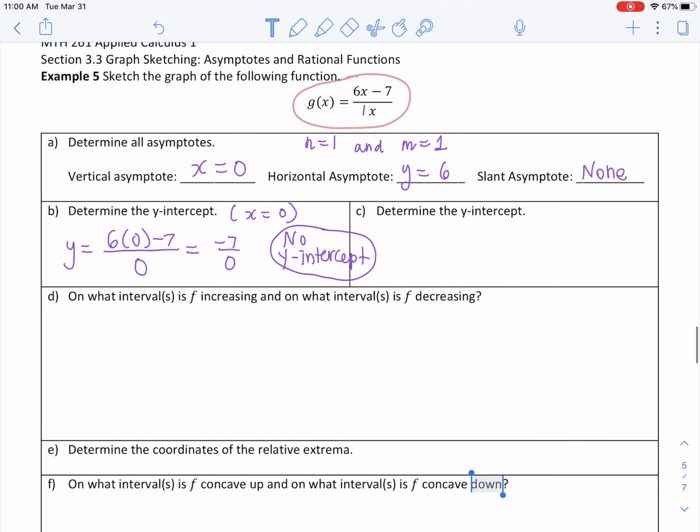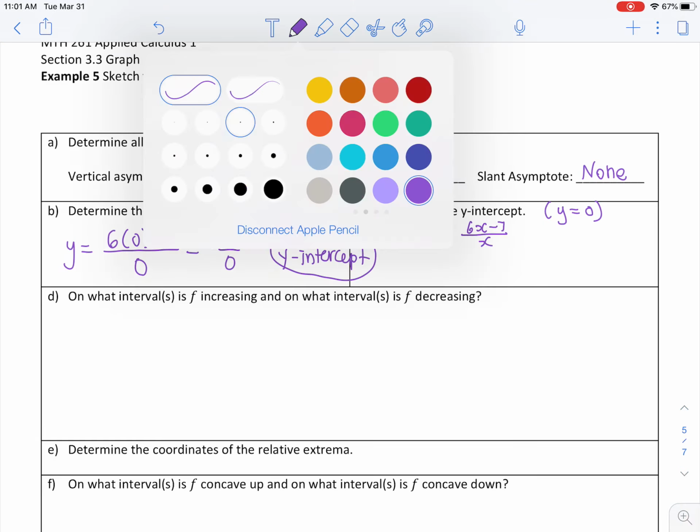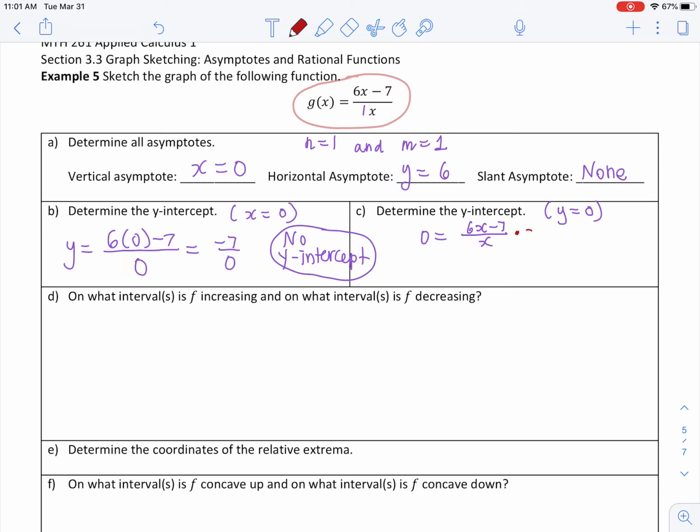Hopefully we have one. I'm going to plug in y equals 0, or set the function value equal to 0. 6x minus 7 over x is equal to 0. Multiply both sides by x. x times 0 is 0. This cancels out, so we'll get 6x minus 7. We can solve this.